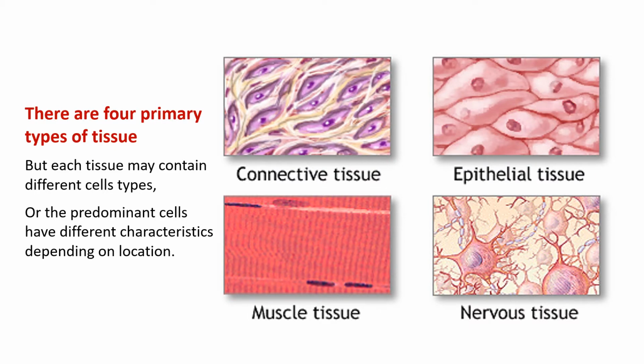So as we said, there are 4 primary types of tissue: connective tissue, epithelial tissue, muscle tissue, nervous tissue. It's not about the cells because each tissue may contain different types of cells, or the predominant cells within that tissue may have different characteristics depending on their location. And that's what we're really going to start to compare in this section.